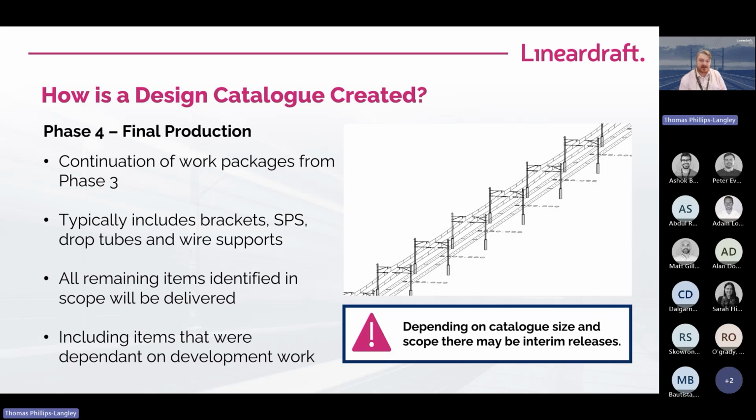Typically, this will include brackets, SPS, drop tubes, and both catenary and auxiliary wire supports. However, if any of the back ties, ornaments, catenary/auxiliary systems, and inspans mentioned previously haven't already been released, then they'll be included here in a final release. At the point of the final production release, all remaining items identified in the initial scope will be delivered, and this will include any items that were dependent on development work to be implemented, along with the required functionality to allow them to work in Lineardraft.